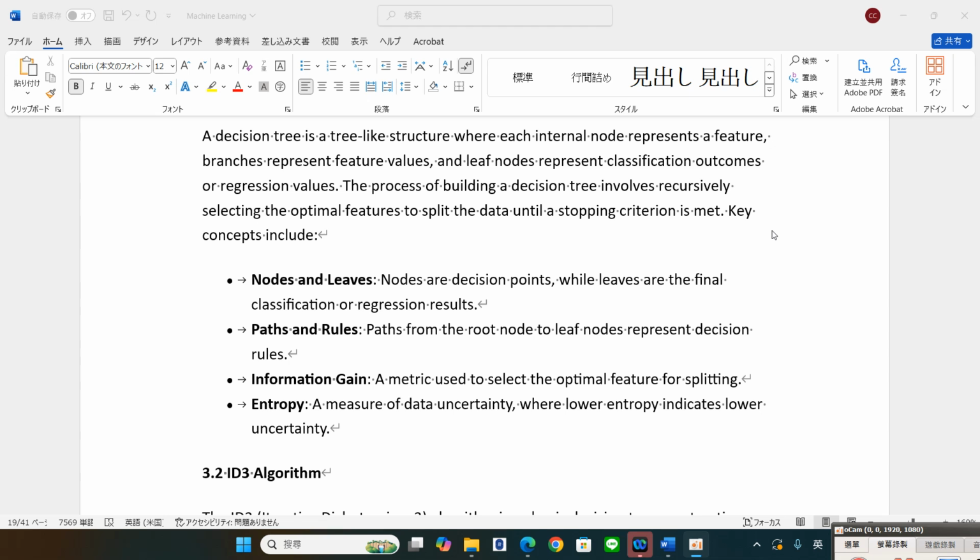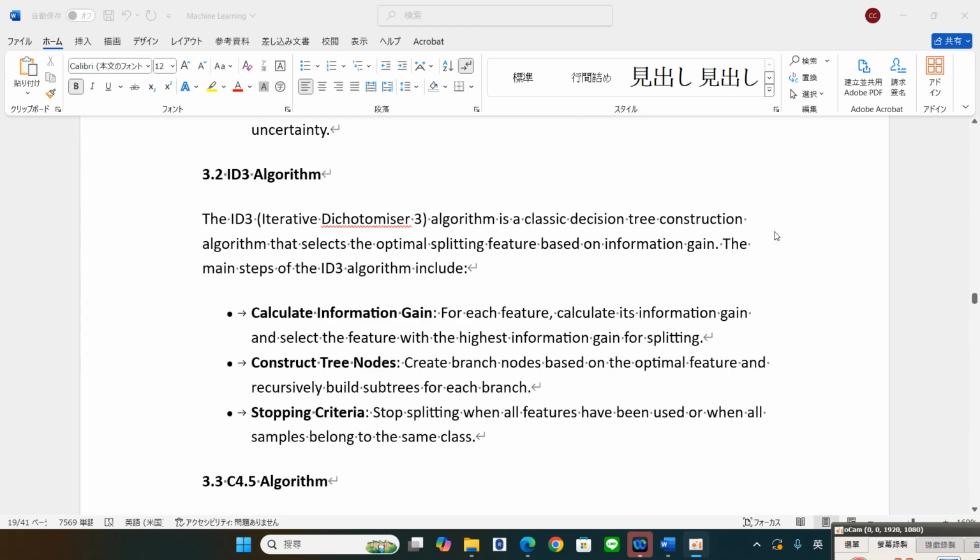Path and rules. A path from the root node to a leaf node represents a decision rule. Information gain is a metric used to select the optimum feature for splitting. Entropy is a measure of data uncertainty, where lower entropy indicates lower uncertainty.